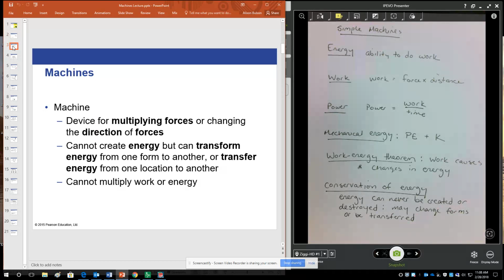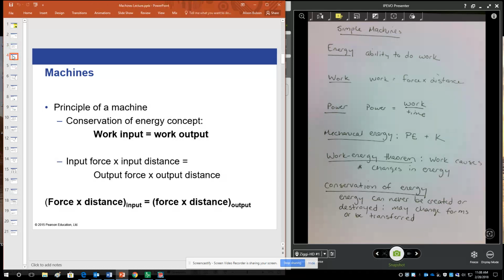In this lecture, as I have in the past, I've tried to bold type the items that you should be filling in your lecture notes. A machine, and particularly a simple machine, is defined as a device for multiplying forces, or for changing the direction of forces. A simple machine or a complex machine cannot create energy. That would be a violation of the law of conservation of energy. But it can transform energy from one form to another, or transfer energy from one location or one object to another. Machines cannot multiply work or energy.